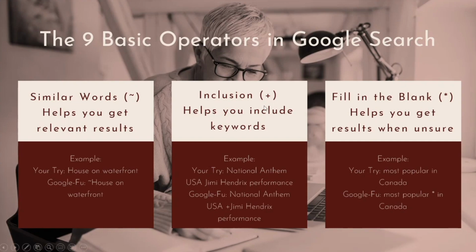The inclusion plus is going to help you include keywords and give priority to the words after the operator. So if I was looking for the US national anthem, but I specifically want this Jimi Hendrix performance, adding this little plus to Jimi Hendrix performance will filter in more of those. Instead of just getting a bunch of national US anthem performances, it'll look specifically more for that Woodstock performance.